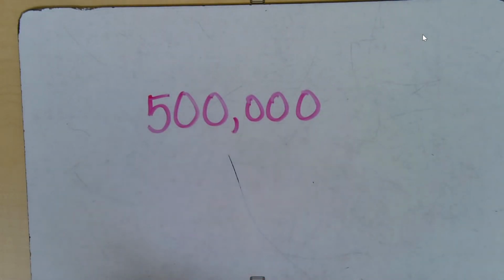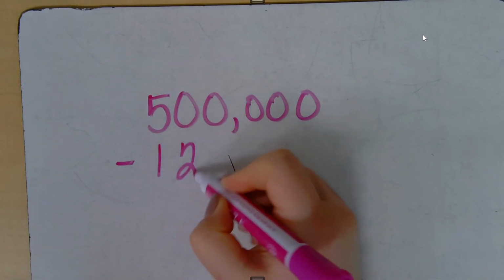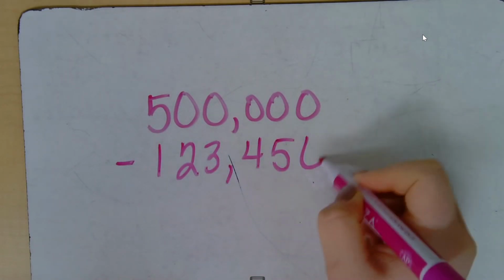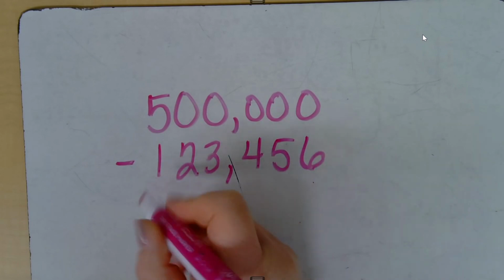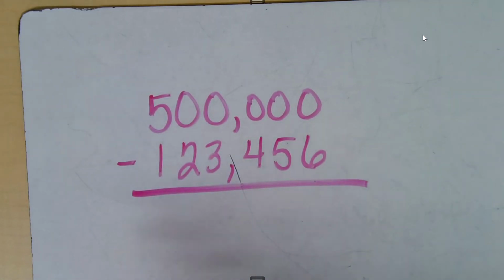500,000 minus, let's just do it this way, 123,456. Do you see what I did there? 1, 2, 3, 4, 5, 6. Now, if you want a good challenge, then you go ahead and pause this video and see if you can solve this problem on your own. If not, just hang around and I'm going to solve it right now.